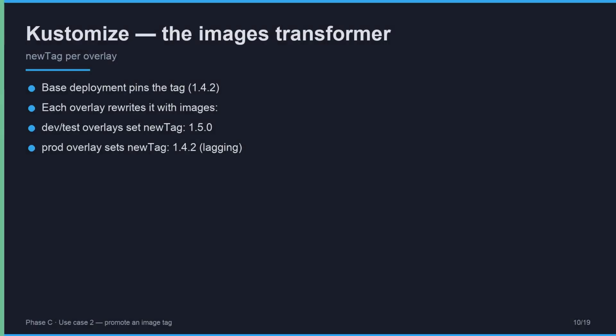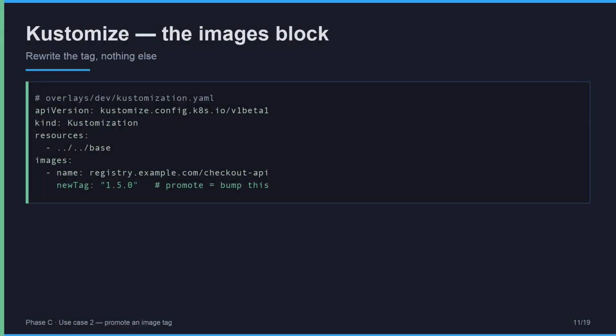Kustomize handles tags with a feature called the images transformer. The base deployment is pinned to a tag, 1.4.2. Each overlay rewrites the tag using an images block. Dev and test overlays set the new tag to 1.5.0. The prod overlay sets 1.4.2, lagging. Same ladder, different syntax.